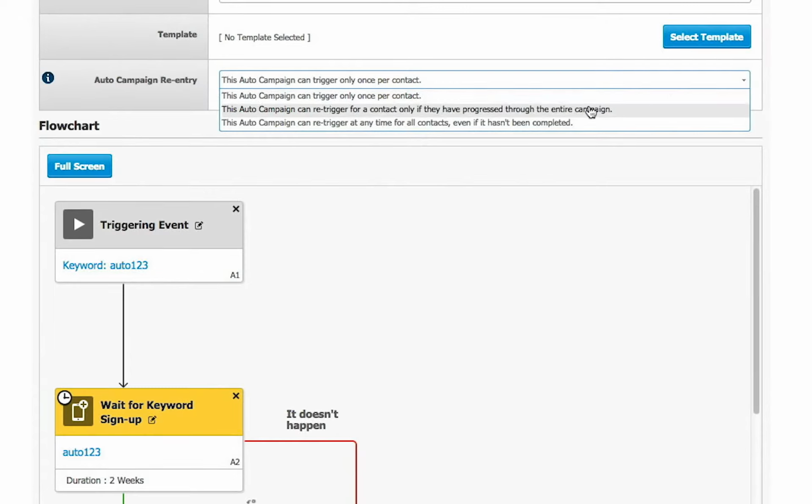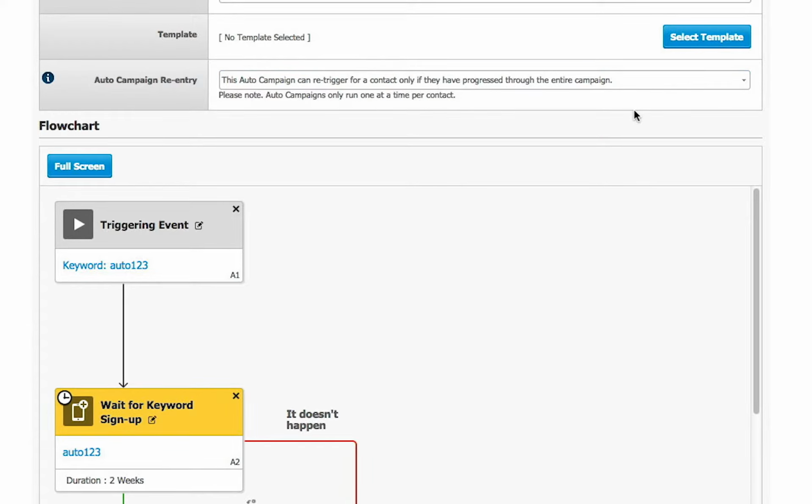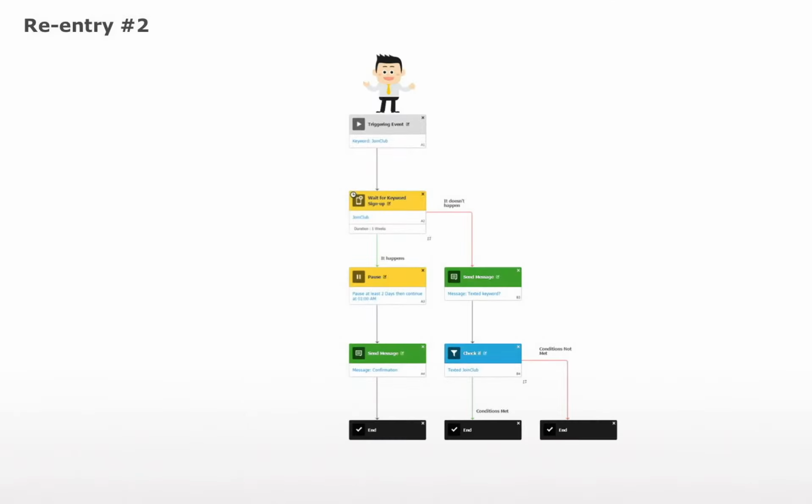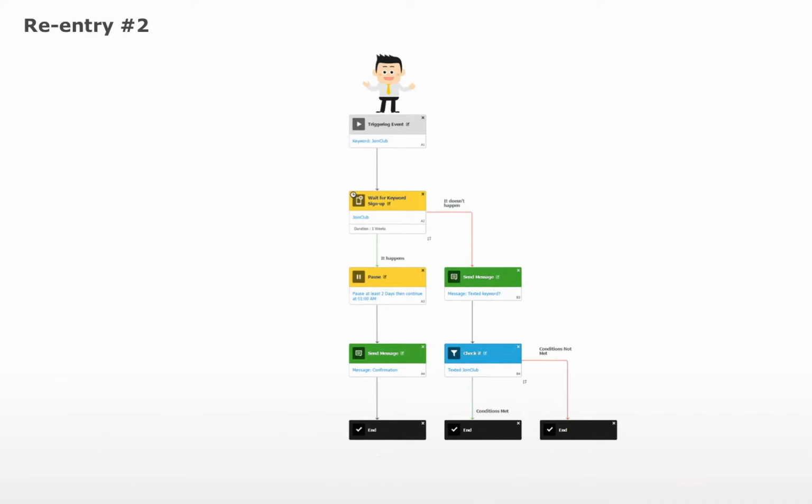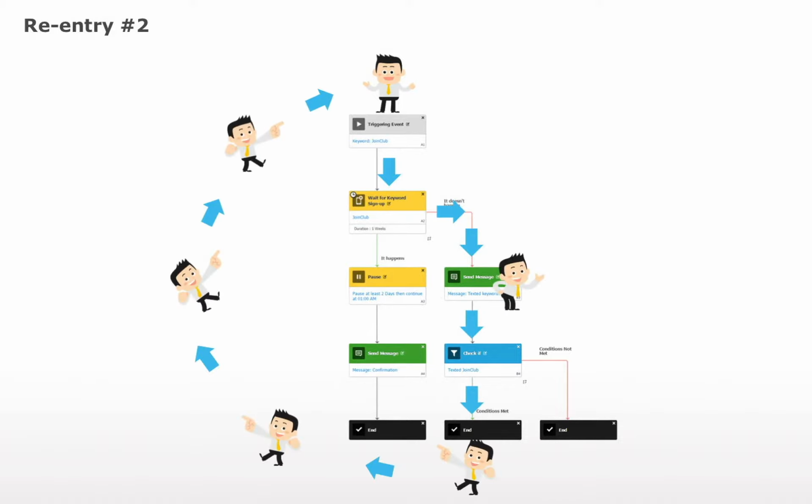The second option is, the AutoCampaign can re-trigger for a contact only if they have progressed through the entire campaign. This means that in order for a contact to re-enter the AutoCampaign, they must have gone through the entire campaign. If they are in the middle of the AutoCampaign and they set off the initial trigger again, nothing will happen. This is beneficial if you want to make sure contacts don't receive the same messages, coupons, and anything else until they've completed the campaign.